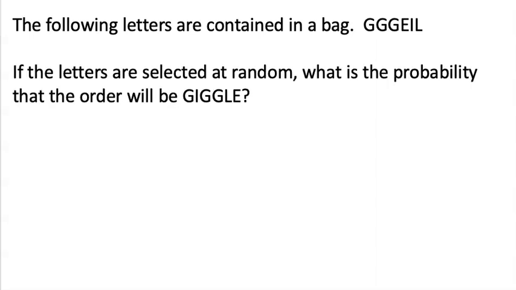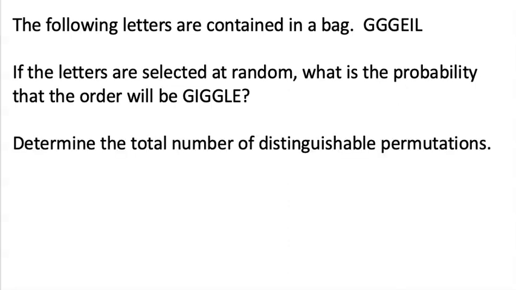We're given the following letters: G, G, G, E, I, L. So certainly there are repeated letters here. Can you visualize any words that would come from scrambling up those 6 letters, G, G, G, E, I, L? Well, I'm going to focus on the word giggle. And the question is, how many distinguishable permutations do I have?